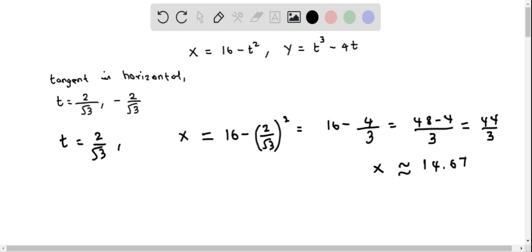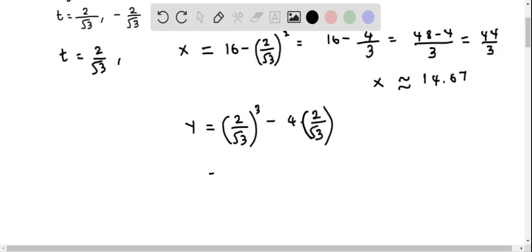Now let's plug it into the equation for y. So we write y equals t cubed. So replace t by 2 by root 3. So it is (2 by root 3) quantity cubed minus 4 times 2 by root 3. And so this equals 2 cubed is 8, divided by root 3 cubed is 3 root 3, minus 4 times 2 is 8, divided by root 3.